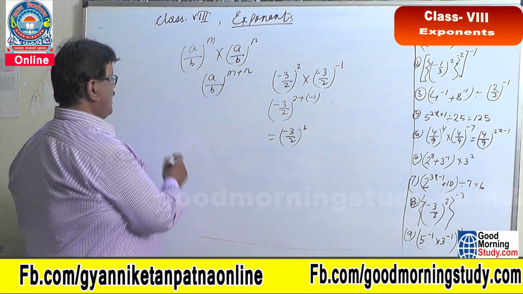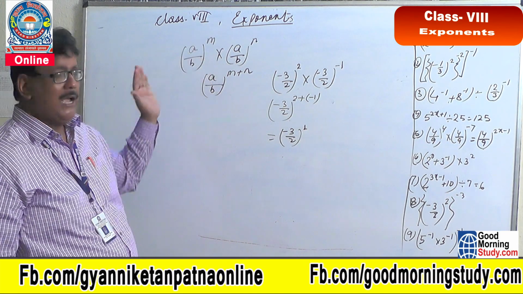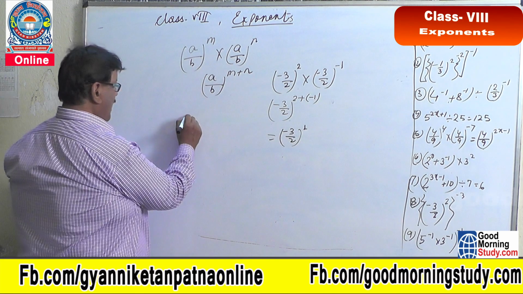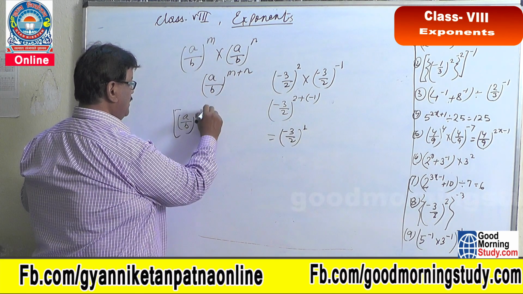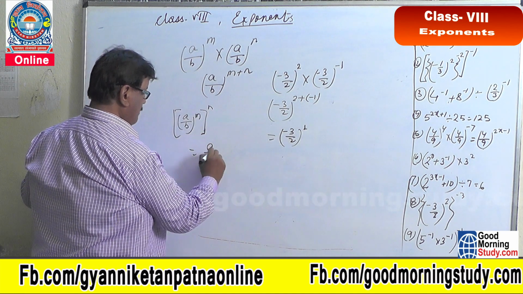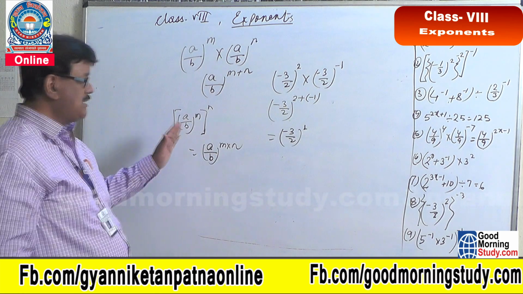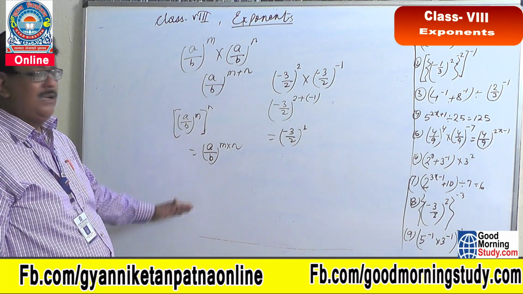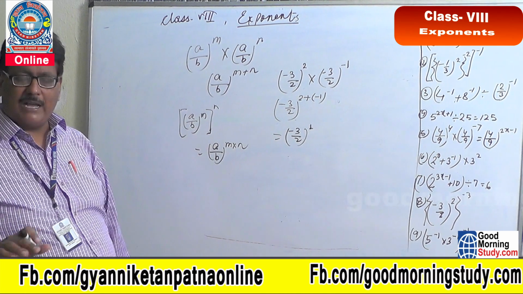The same rules will be applied for division and for power to the power, like ((a/b) raised to the power m) whole raised to the power n will be equal to (a/b) raised to the power m into n. The same process and the same rule will be applied for all rational numbers.